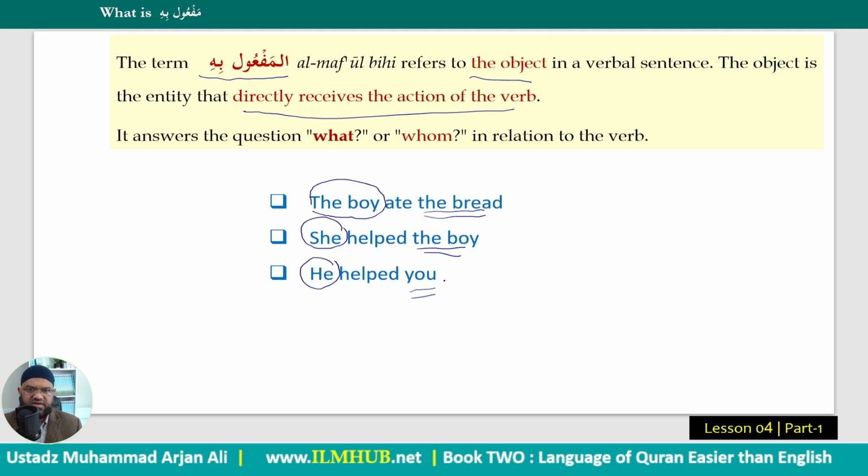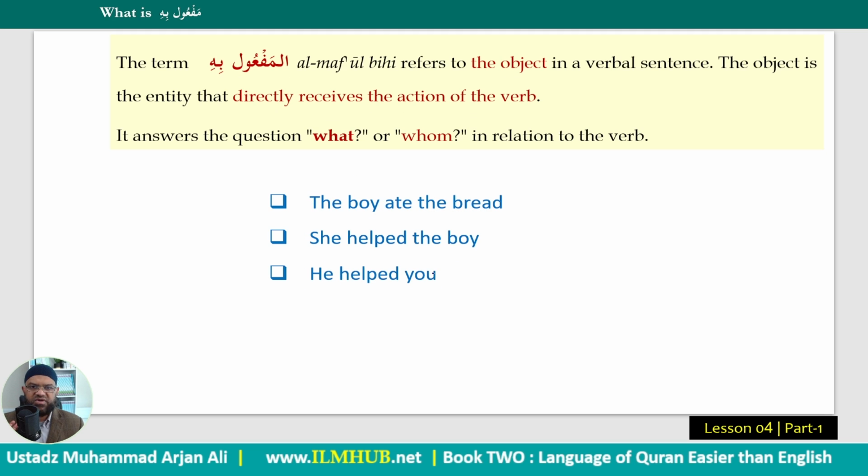We do the same thing in Arabic. But in Arabic, there are some differences in the way this is done. And that's what we're going to be looking at in detail, inshallah ta'ala. So in simple terms, when I say al-maf'ul or maf'ulun bihi or al-maf'ulu bihi, it means one is indefinite, the other is definite.